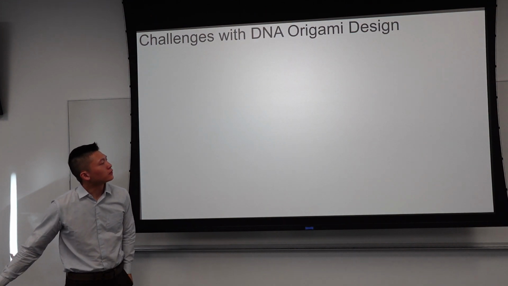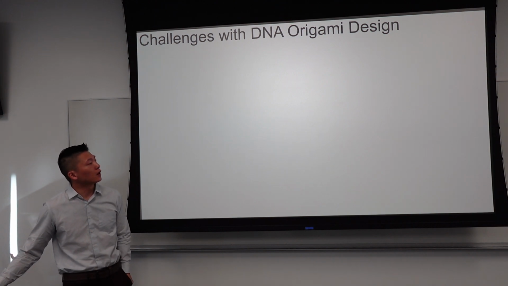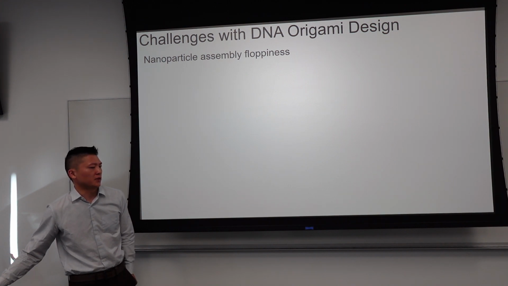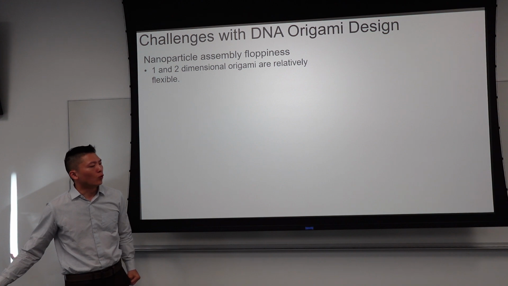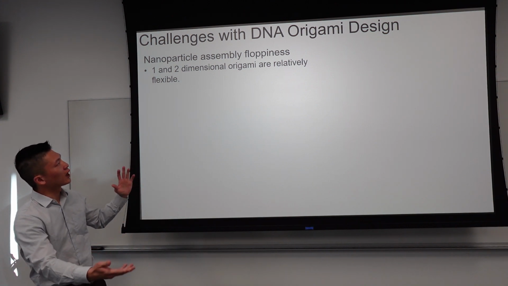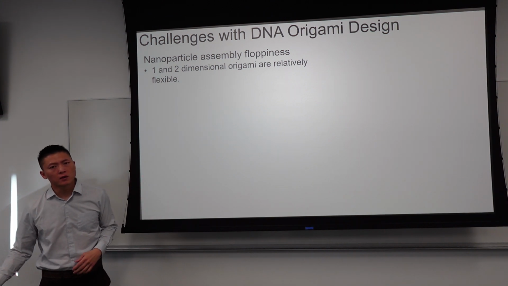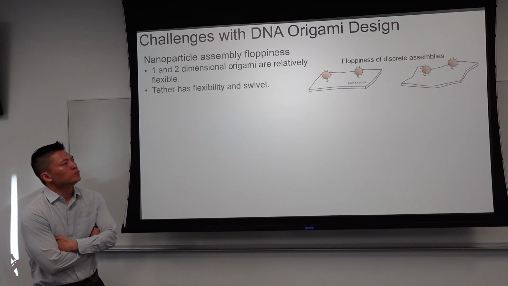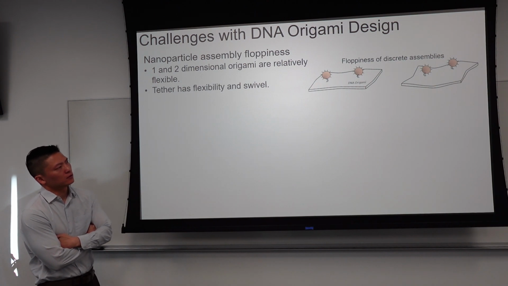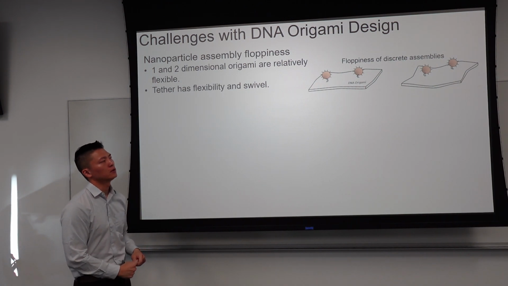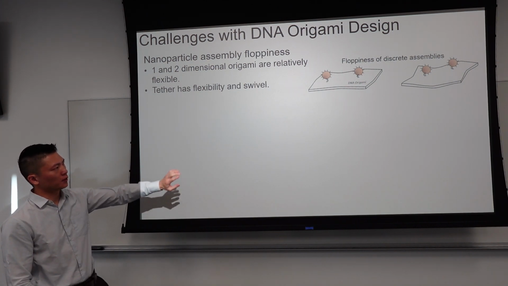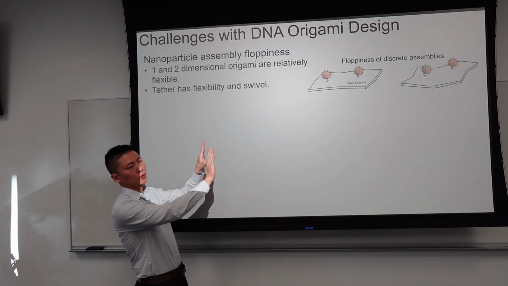Anyhow, there are still some issues with some of the designs of these origamis, and that is they still possess some floppiness. One-dimensional and two-dimensional DNA origami are still relatively flexible, and of course the tether that's formed at the capture strand is expected to have some flexibility. So you can imagine the nanoparticles having some swiveling.